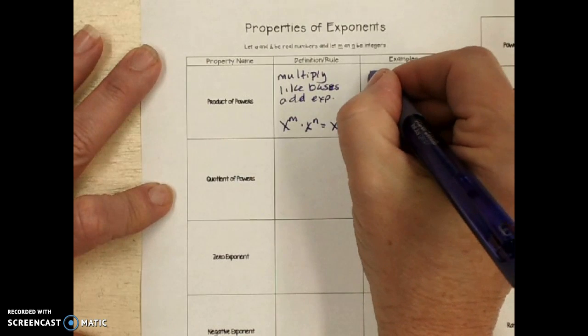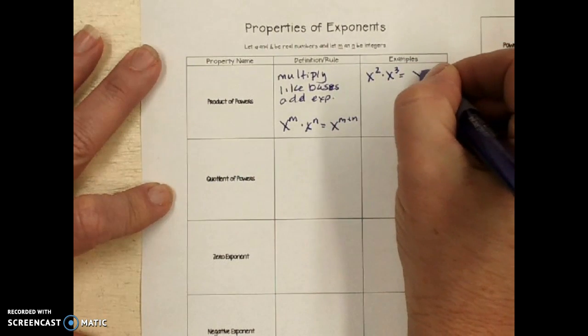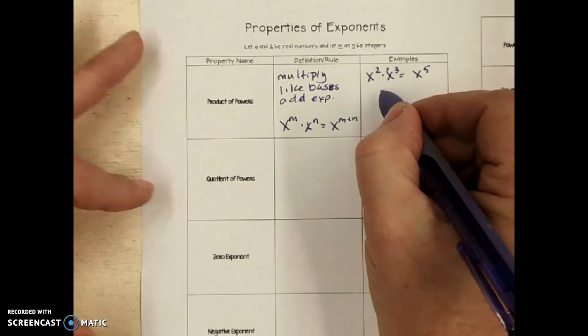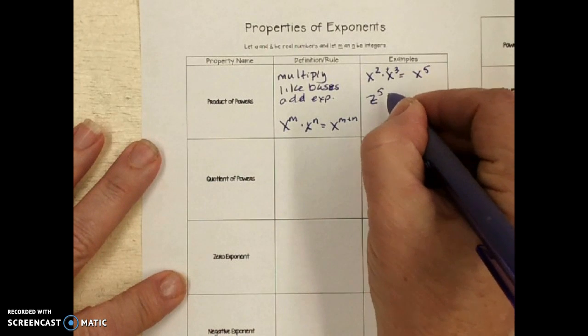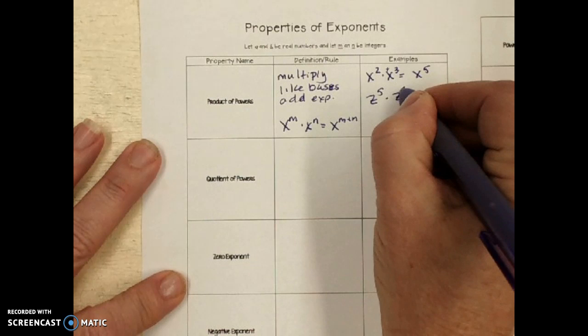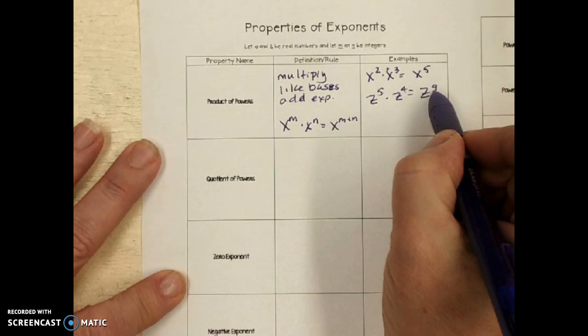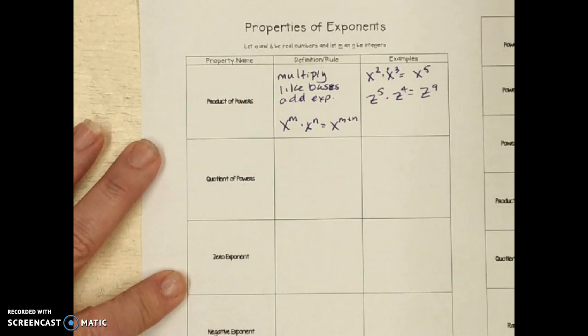If I've got x squared times x cubed, I've got x to the fifth because 2 plus 3 is 5. If I have z to the fifth times z to the fourth, then I've got z to the ninth because 5 plus 4 is 9. So if you're multiplying and the bases are the same, you add the exponents.